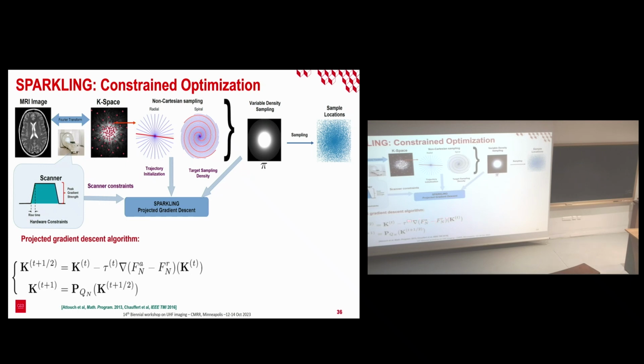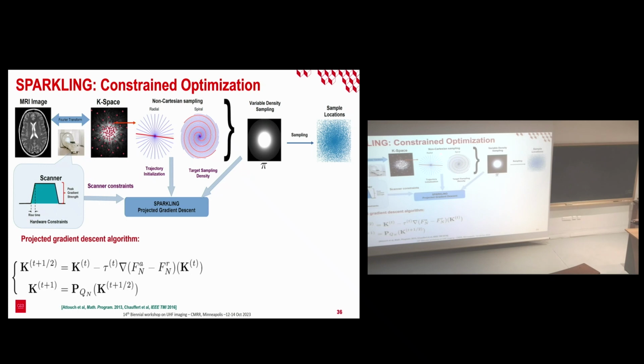And basically, because these two terms are differentiable, we can implement a gradient descent algorithm, and we alternate this gradient descent with the projection onto the constraints. I won't go into more detail, but we have a proof of convergence of these algorithms. Of course, it's not convex, because this is a difference of convex functions, which means that it depends on your initializations.